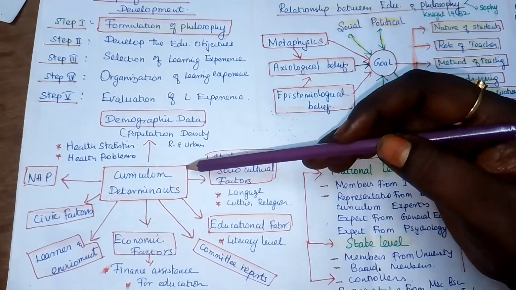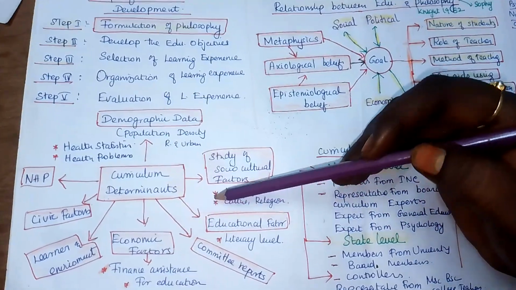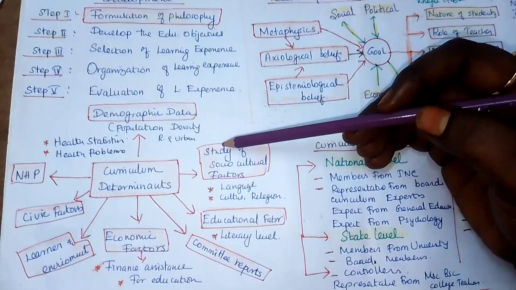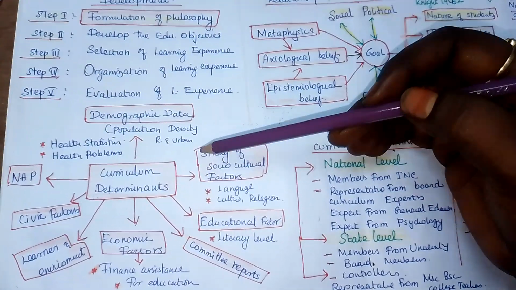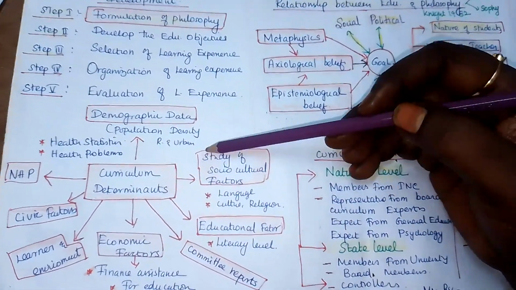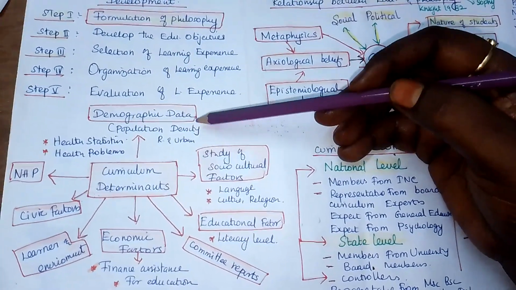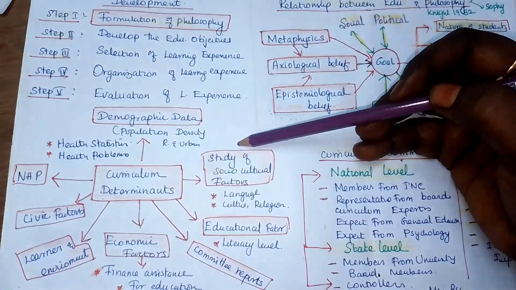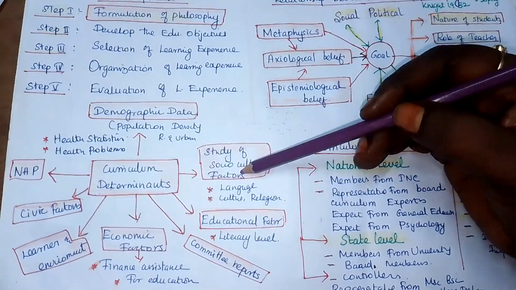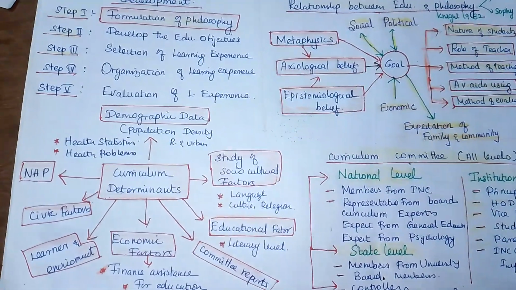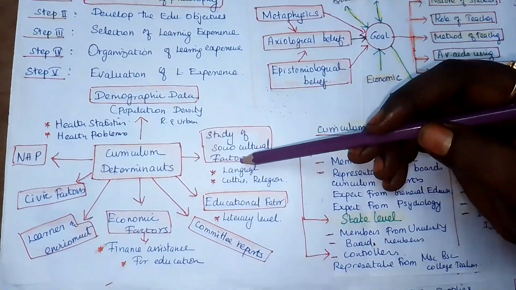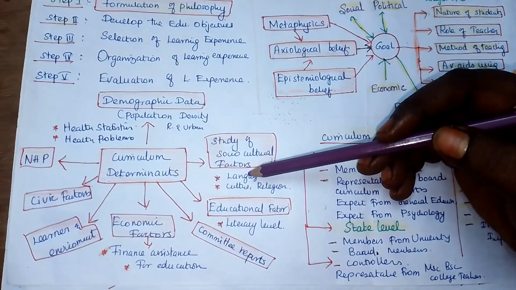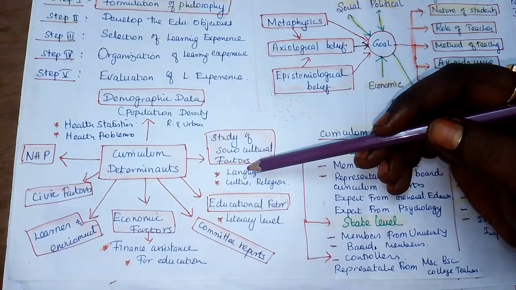So many factors will be determining my curriculum. Am I going to develop a curriculum in an Indian setup or a foreign setup? Or in which nation is the curriculum going to be implemented? So I have to study the nation, national demography, geography, socio-cultural aspects, language, culture, educational factors, literacy level, and economic factor. If I develop one course, is it possible for this economic society, tribal people, to adapt to this curriculum?